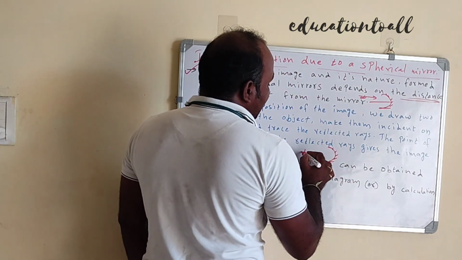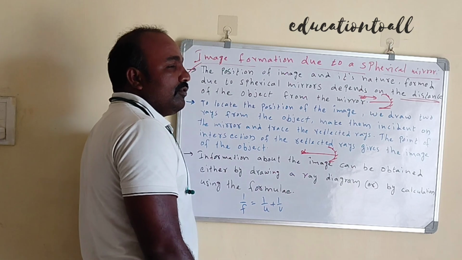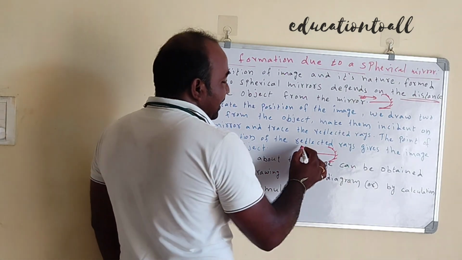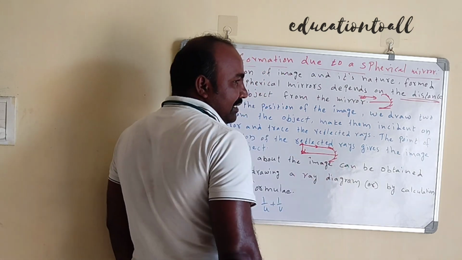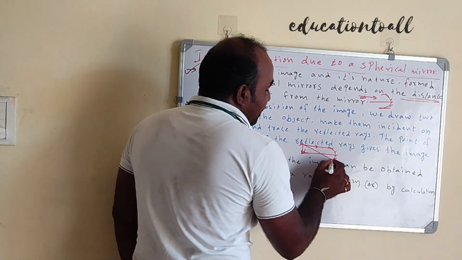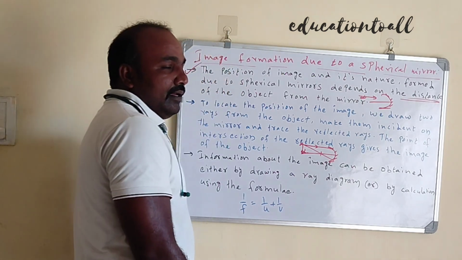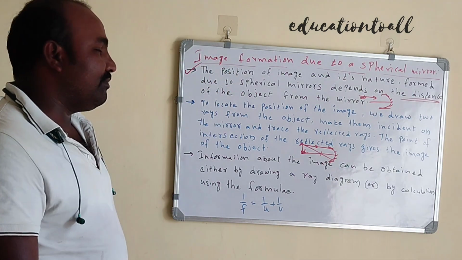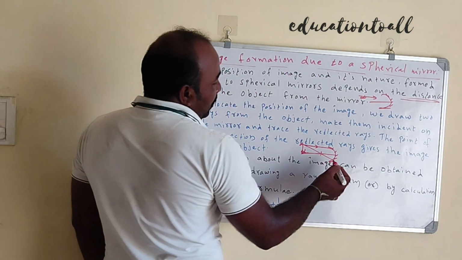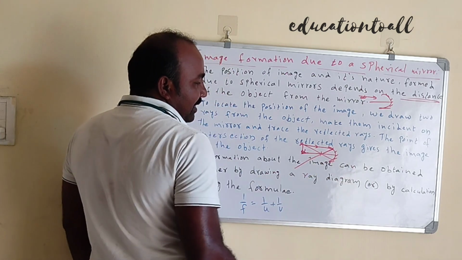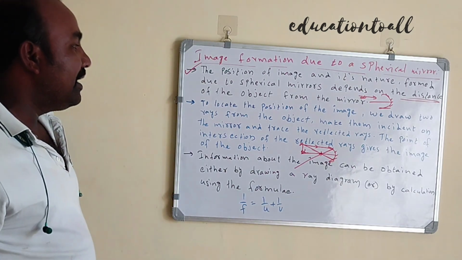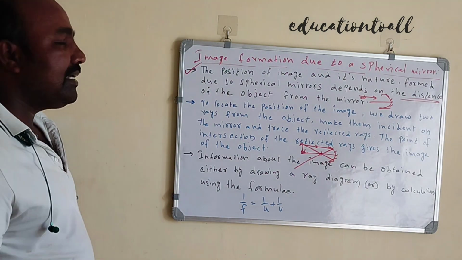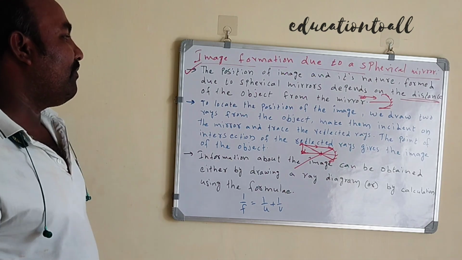So that mirror is placed at infinite distance. From the infinite distance, we can take any two rays. One ray is passing parallel to the principal axis. Another ray is passing through the center of curvature of the mirror. For example, after reflection, it will travel like this, and the other travels like this. These two rays meet at some other point. That point of intersection is called the image formation.